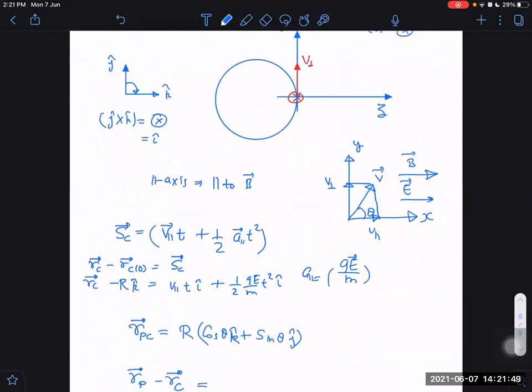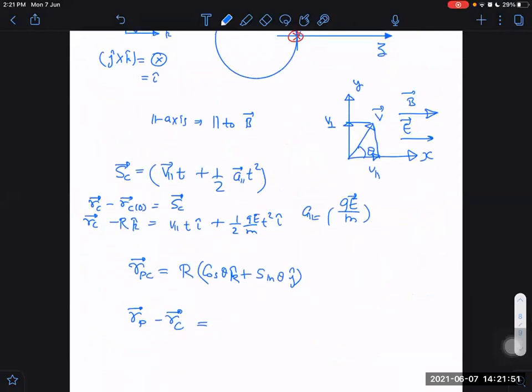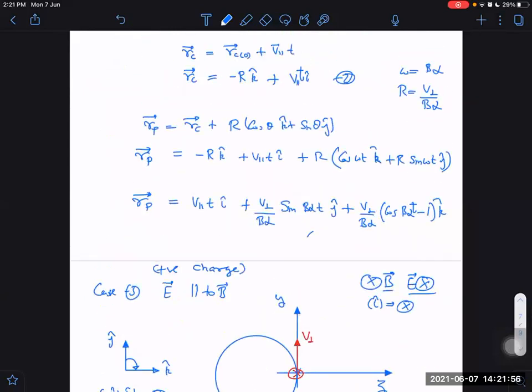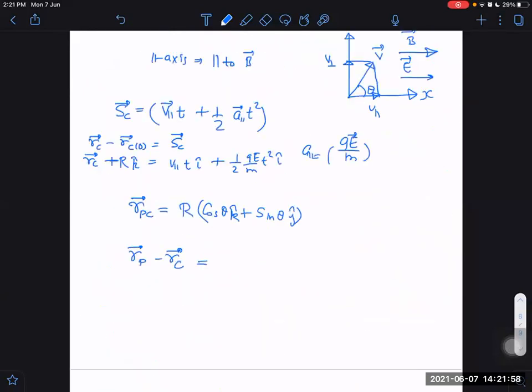Oh, I got your point. Last time I made a mistake, then. Let me check last time. No, sir. The last one was correct. Last time it was correct only. Here it will be plus R K cap, correct, because minus of minus will become plus.